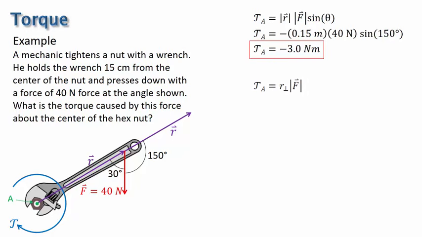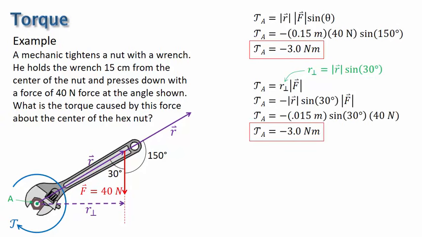Now let's try this form of the equation. This form uses R perpendicular. To visualize where R perpendicular is in the figure, I'll extend the force vector a little like this, and then I'll draw the component of the R vector that is perpendicular to that line. Applying trigonometry, we can then see that R perpendicular is R times the sine of 30 degrees. And so substituting that in and plugging in values, we get the same answer we did before.